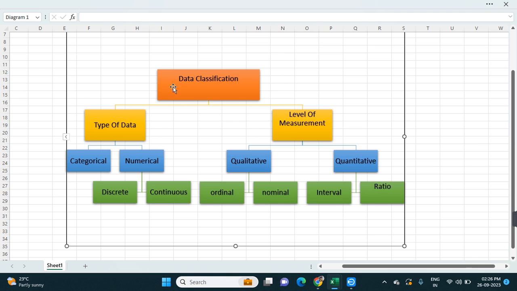Just to sum up, data is classified under two heads: on the basis of type of data and on the basis of level of measurement. On the basis of type of data, there are categorical data and numerical data, and in numerical data, discrete data and continuous data. On the basis of level of measurement, there are two types: qualitative and quantitative. Qualitative data is again classified into ordinal and nominal. Ordinal means we can categorize; nominal we can't categorize. Next, for quantitative, there are two types: interval and ratio.